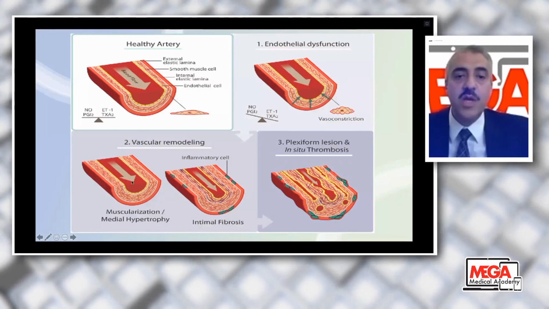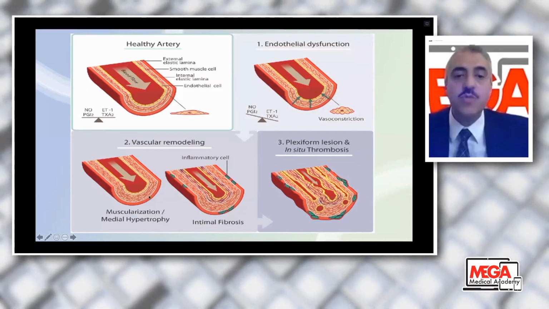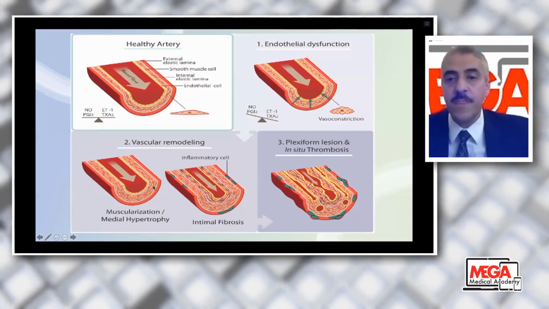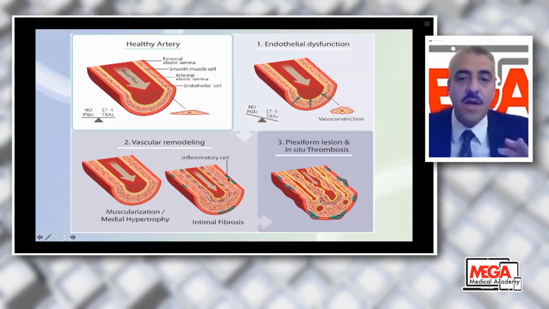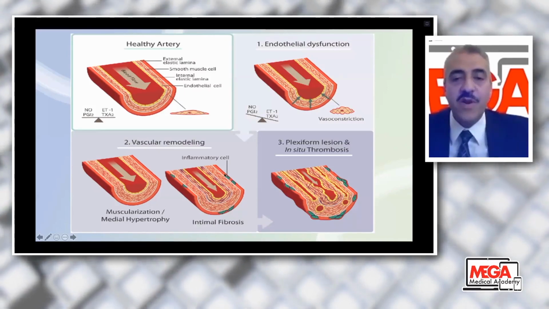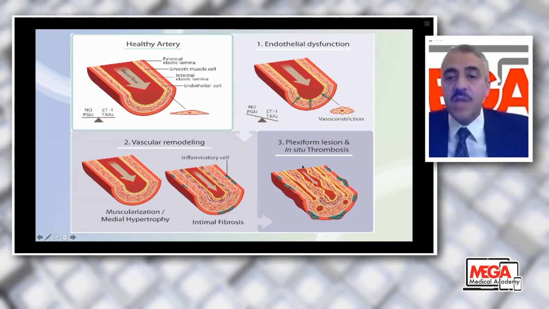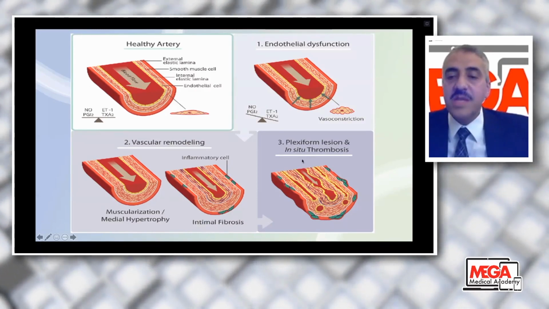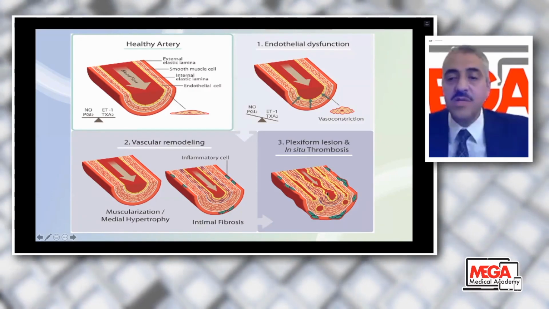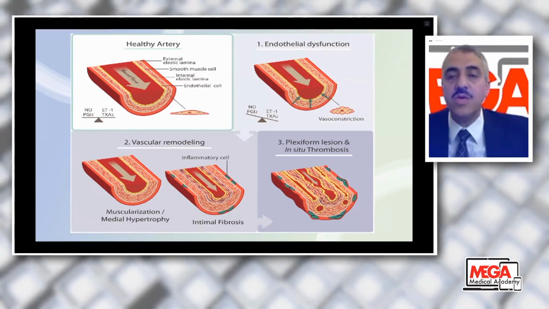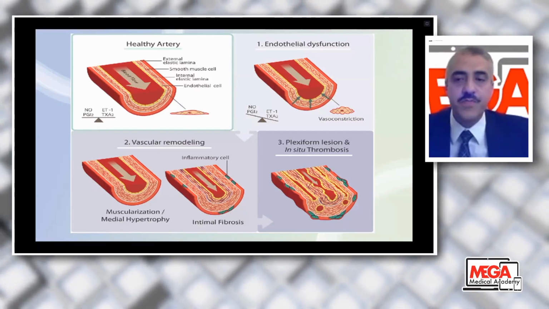The second stage is vascular remodeling, in which there is muscularization or hypertrophy of the smooth muscle of the arterioles. And this also includes the laying down of inflammatory cells in the wall of the arteriole. Also, at the end, there is thrombosis inside the pulmonary vessels, and this concludes the pathophysiology of pulmonary hypertension.